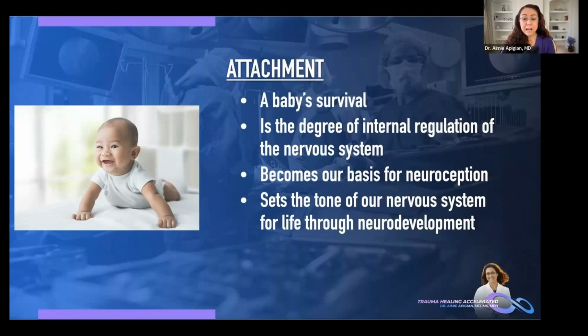And this attachment becomes our basis, meaning that my nervous system is wired for perceiving things, not for truly assessing reality. Neuroception forms our intuition, and our intuition is not based on reality. It is based on our neuroception, which is the perception of our nervous system. Attachment sets the whole tone for our nervous system because it's happening during neurodevelopment. It is literally shaping our nervous system.